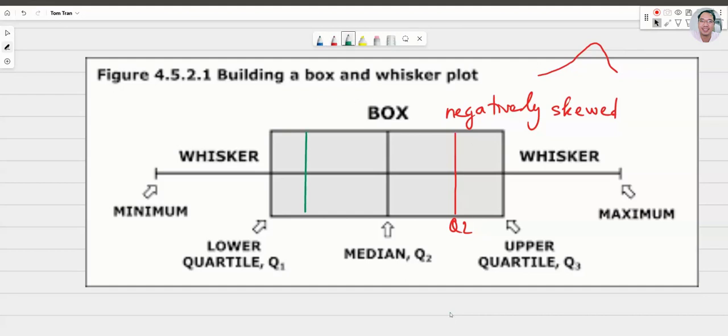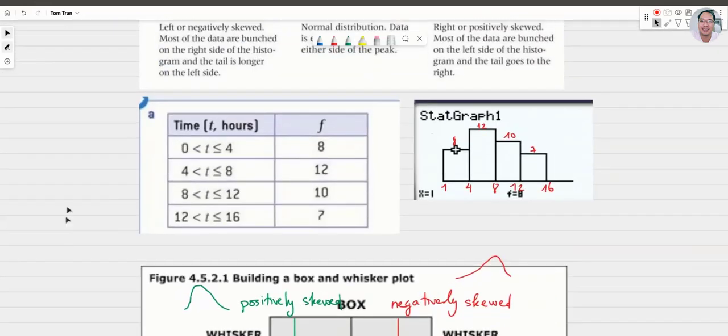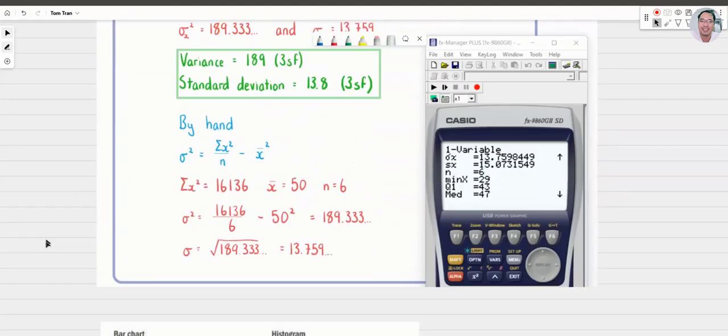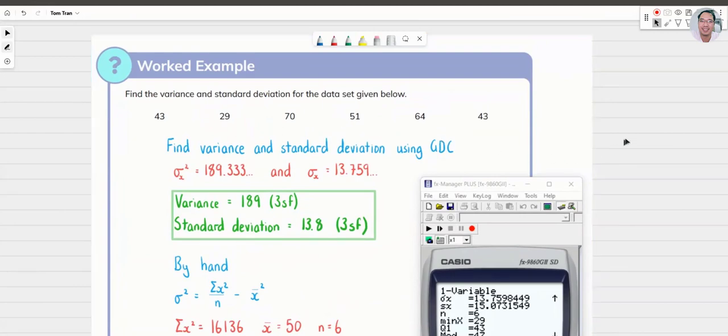And if the median is closer to the lower quartile, the median is here, it is positively skewed. The distribution is like this. Now let's use a calculator to make a whisker plot, the box plot, with the given data here.